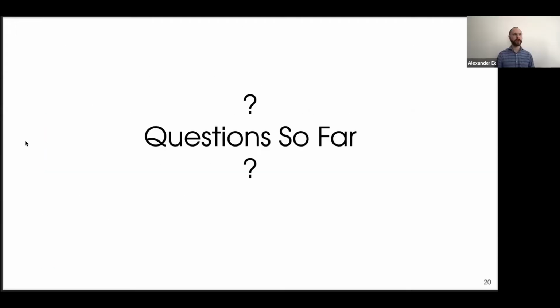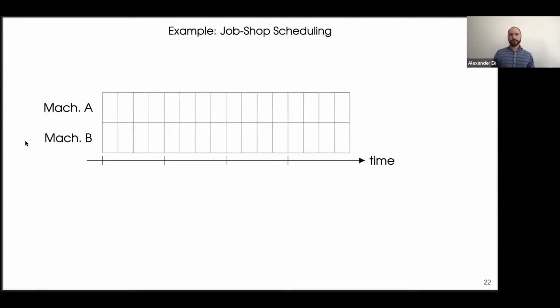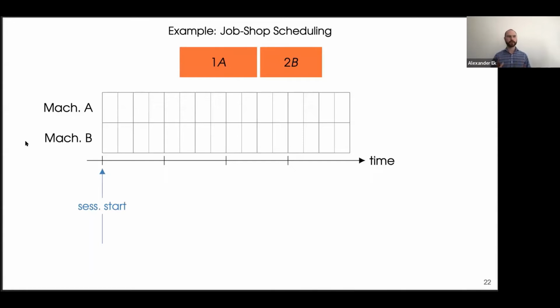All right, hopefully that cleared up some of the questions you have, and let's now dive into some examples and key concepts. So let's go back to this job shop scheduling problem, but now instead we're looking at it from the online optimization lens. So we have some problems arrive and we have a session start time.